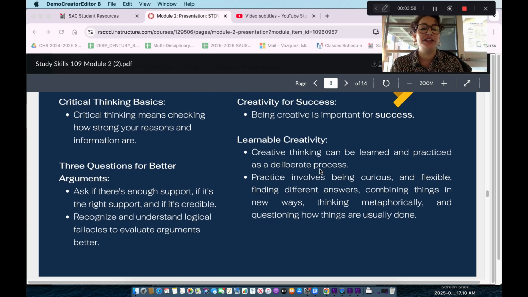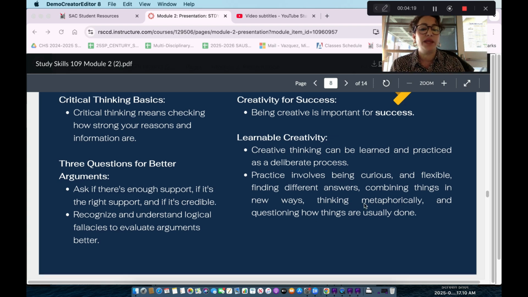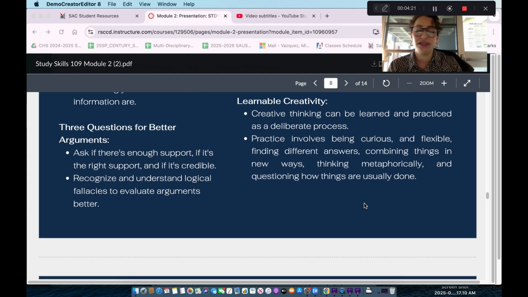Learnable creativity. Some people are not born creative, but there's a way to become a creative and critical thinker. It can be learned and practiced. You have to be deliberate about it. It involves you being curious, being flexible with how you think, being willing to look at both sides of the picture, and questioning how things are usually done. Don't just do it the way it was because that's the way it is.